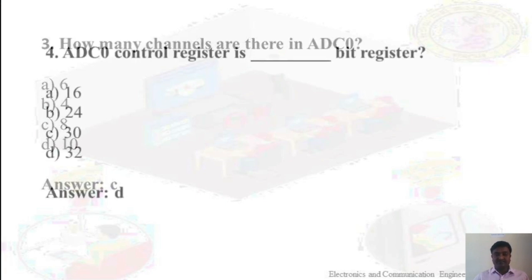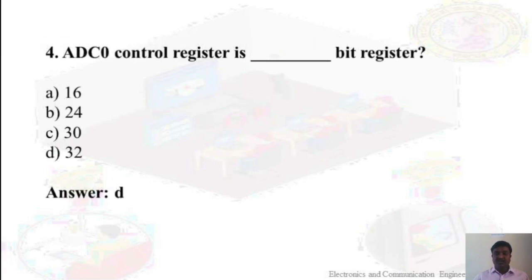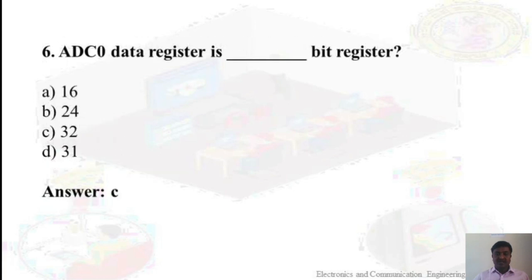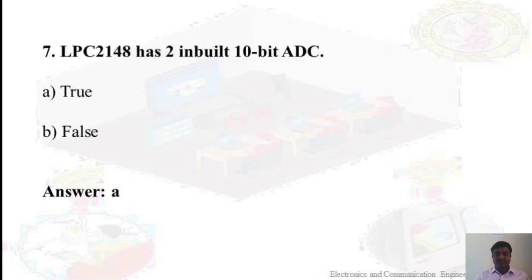Answer C is correct. In the ADC 0 control register, that is a 32 bit register. Answer D is correct. ADC 0 control register START pin bit positions are bit number 24 to 26. Answer A is correct. ADC 0 data register is a 32 bit register. Answer C is correct.